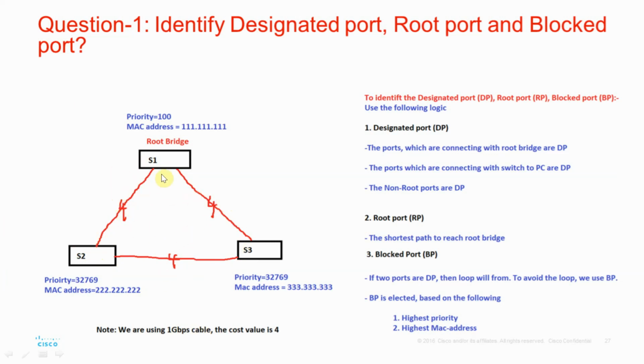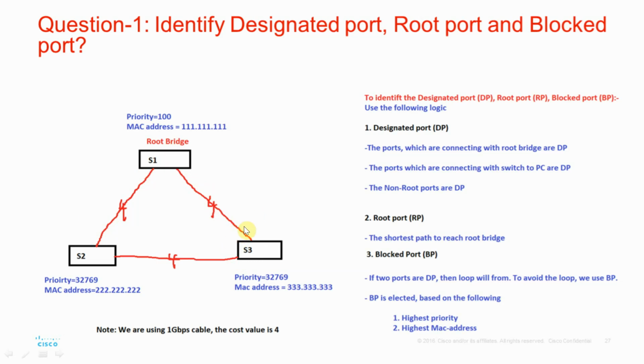If I choose this path, only one link, so 4 is the cost. If I choose the other path, 4 plus 4 is 8, but I will choose the shortest one. So for S2 the shortest path to reach root bridge is this path, so this is my root port. For S3 to reach root bridge, the shortest is this one, because this is 4 cost, the other is 4 plus 4 is 8, so this is root port of S3.